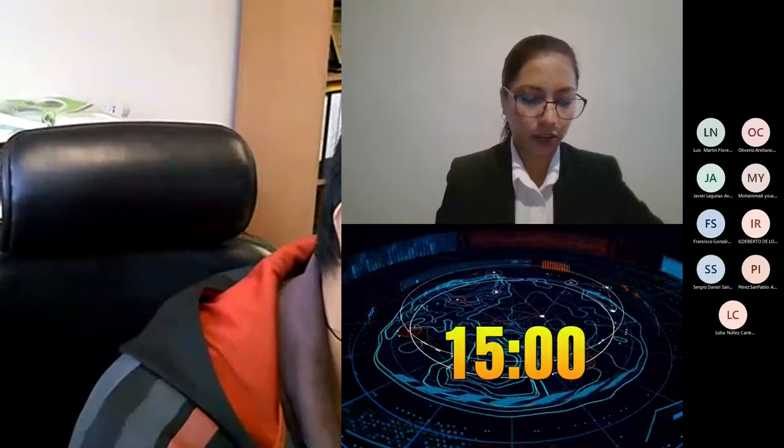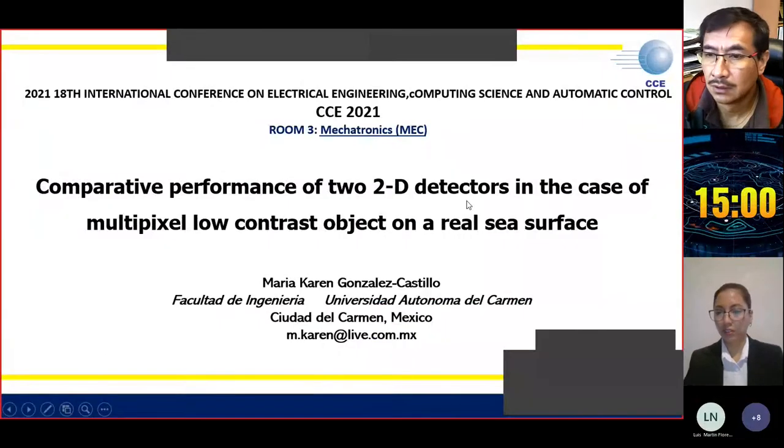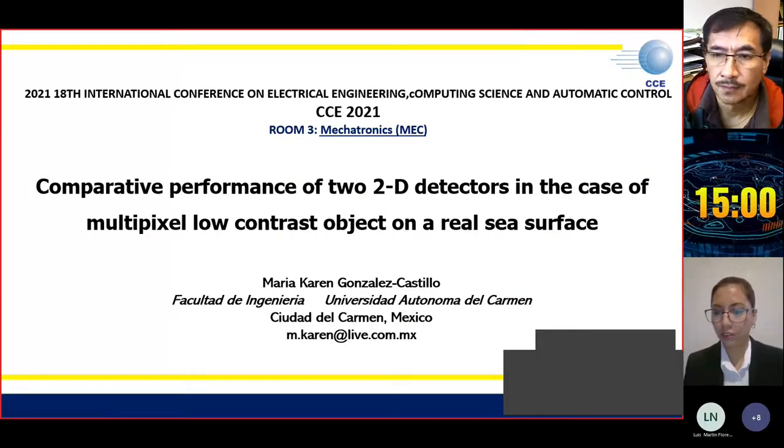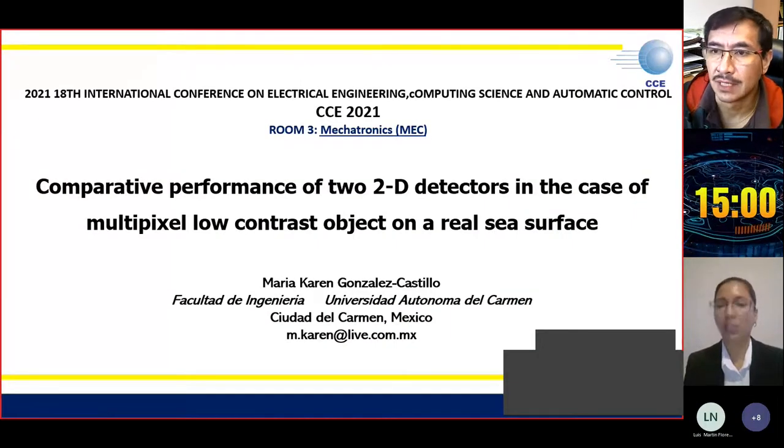I'm going to share my desk. Can you see my desk? No, not yet. Okay, wait a minute. And now? Yes, now it's visible.